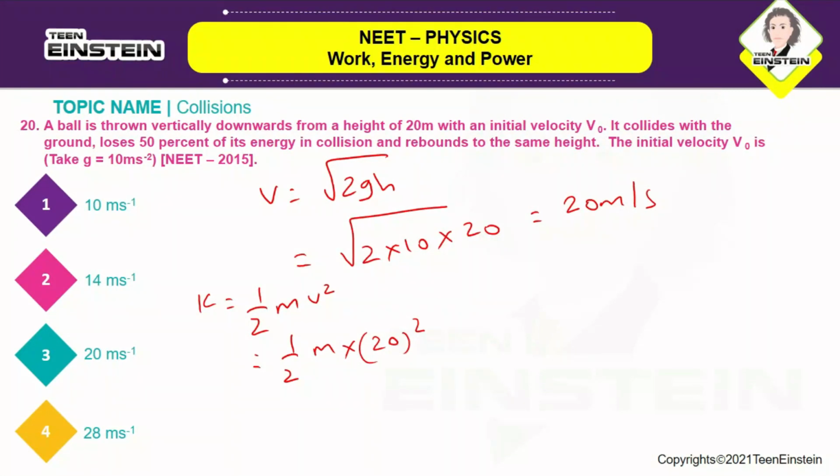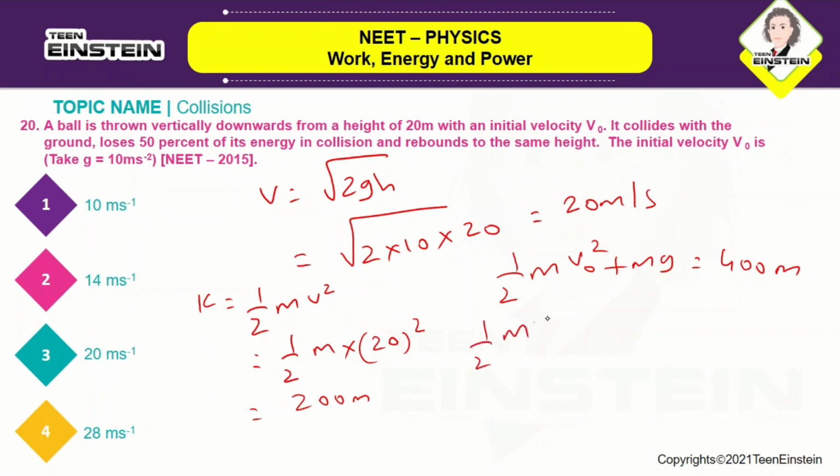If you solve this, you will be getting 200 m. As the ball loses 50% of energy in collision, its initial energy would be 400 m. By conservation of energy, we can say half m v naught square plus mgh equals 400 m. So half m v naught square plus m into 10 into 20 equals 400 m.